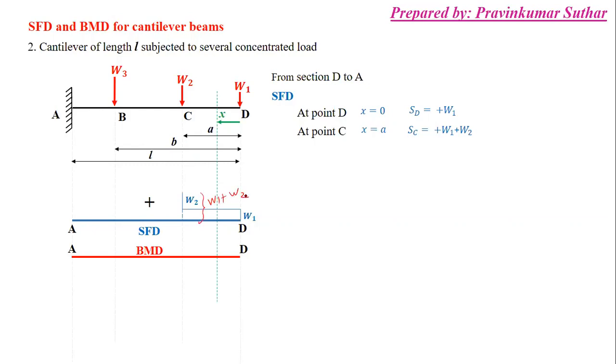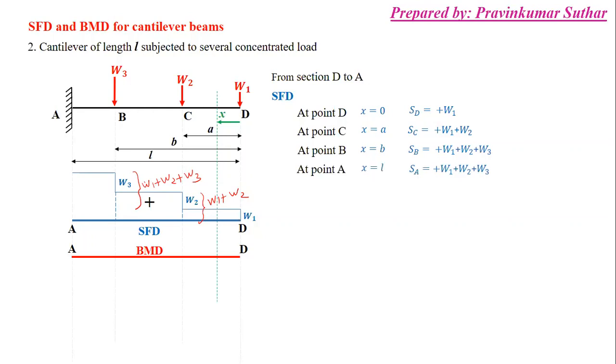Okay, next at point B, the shear force will be W1 plus W2 plus W3. Simply as you can see again in here, W1 plus W2 plus W3. And finally, from B to A, this will be constant.